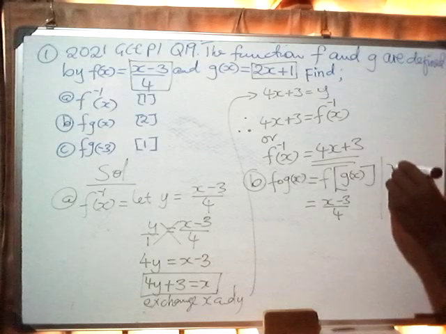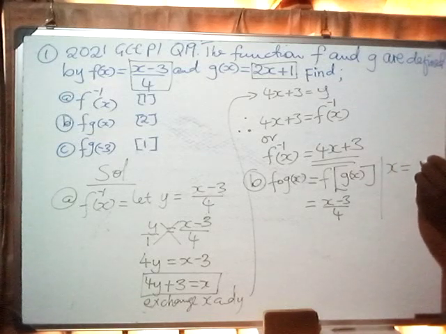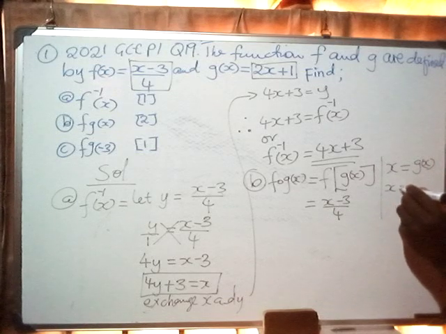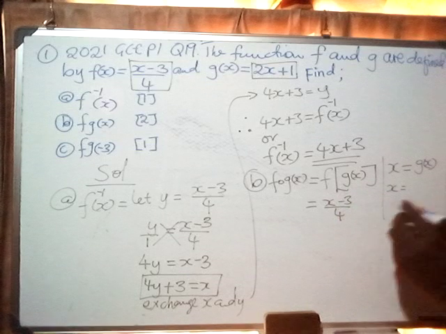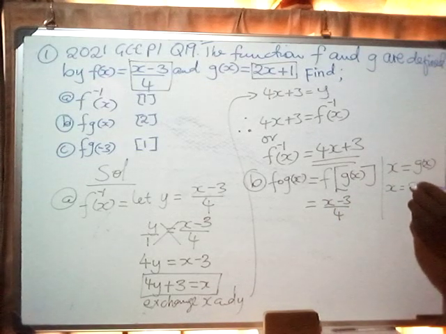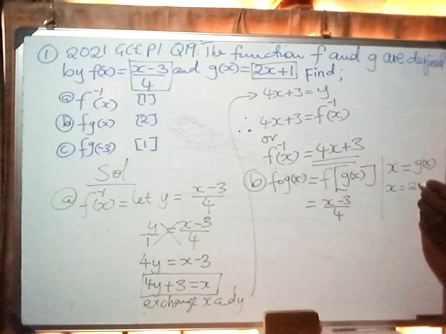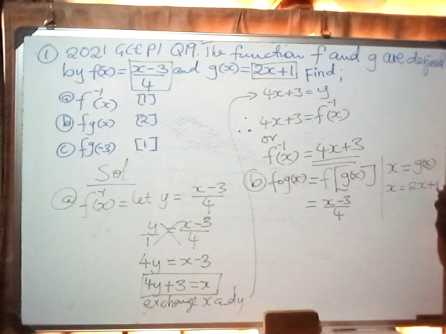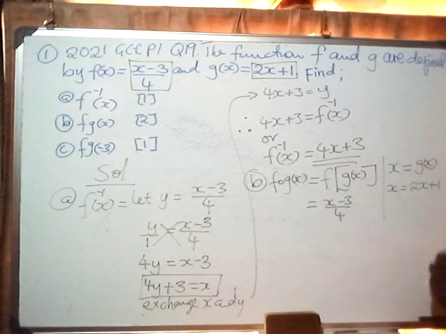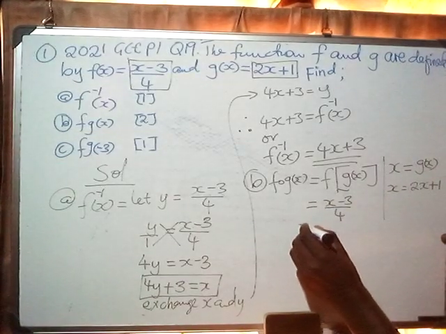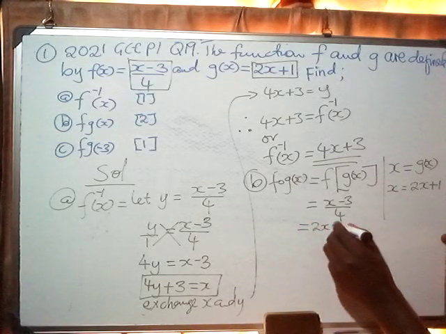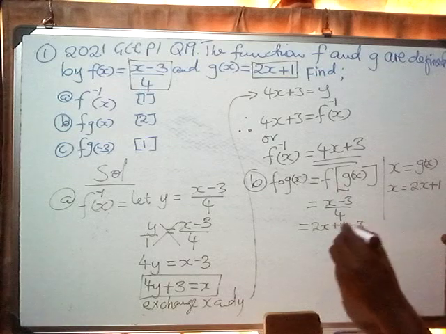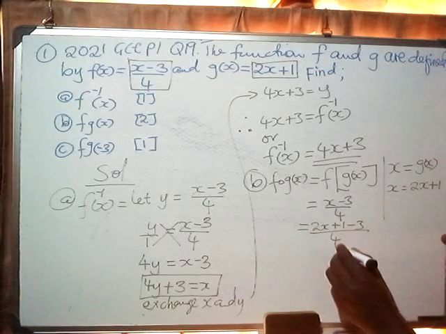But where there is x, we are going to replace it with the function of g. So this x here will be replaced with the function of g. What is the function of g? It is 2x plus 1. So where there is x, I will replace it with this. So our next step will be (2x plus 1 minus 3) over 4.